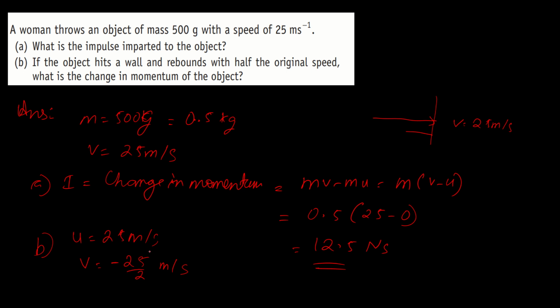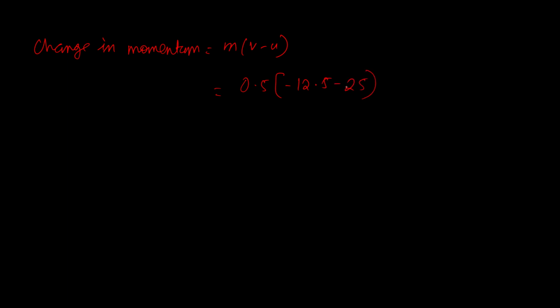Now we can directly apply the formula, that is, change in momentum is equal to m into v minus u, which is equal to 0.5 into minus 12.5 minus 25. So the answer will be minus 18.75 Newton second. Such a simple question, guys. Let us move to the next question.